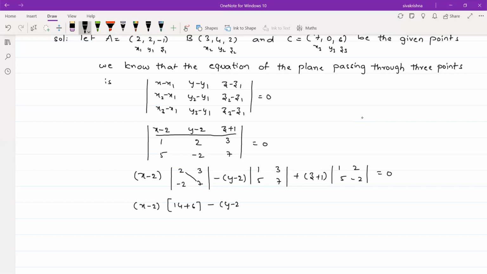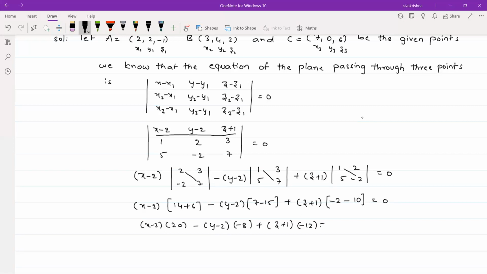Similarly, minus of y minus 2 into, once again, here also we have to expand it in the way of AD minus BC. So AD is nothing but 7 and minus BC is nothing but minus 15. Okay, and similarly, coming to the last term, that is z plus 1 into, once again AD is 1 into minus 2 means minus 2, minus BC means 5 2s are 10. Okay, this is equal to 0. So now we have to simplify this step. So x minus 2 into 14 plus 6, 6 means 20. Next, minus of y minus 2 into 7 minus 15 means minus 8. And finally, z plus 1 into minus 2 minus 10 gives minus 12, which is equal to 0.